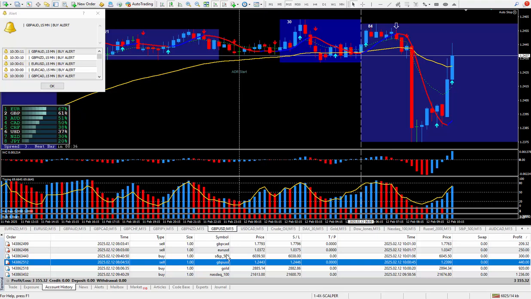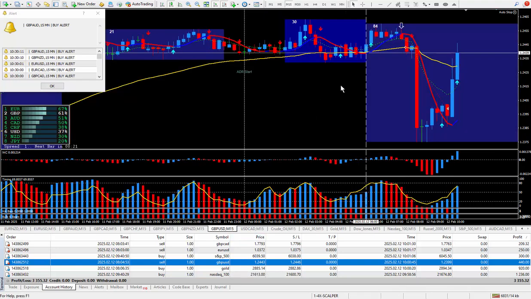Pound dollar the same as the euro dollar. USD's on the right hand side. So easy to see, because it pays $10 for each pip, should be 44. So let's just drag and drop this up and see where I got in at.